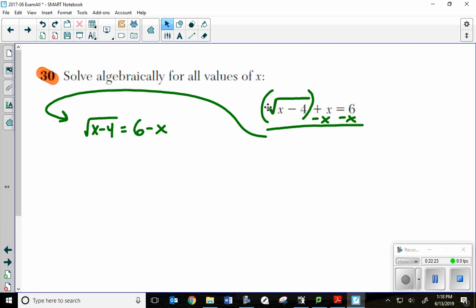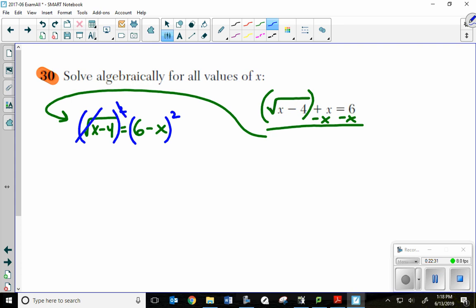All right? Now I can square both sides. Square this side. Square this side. My square and square root cancel, so I have x minus 4 equals... The right side is not 6 squared minus x squared. Why do students always do that? If I have 6 minus x, that is like taking 6 minus x and multiplying it times 6 minus x. It is multiplying it by itself. I have to FOIL that. And when I FOIL that, I get 36 minus 12x plus x squared.